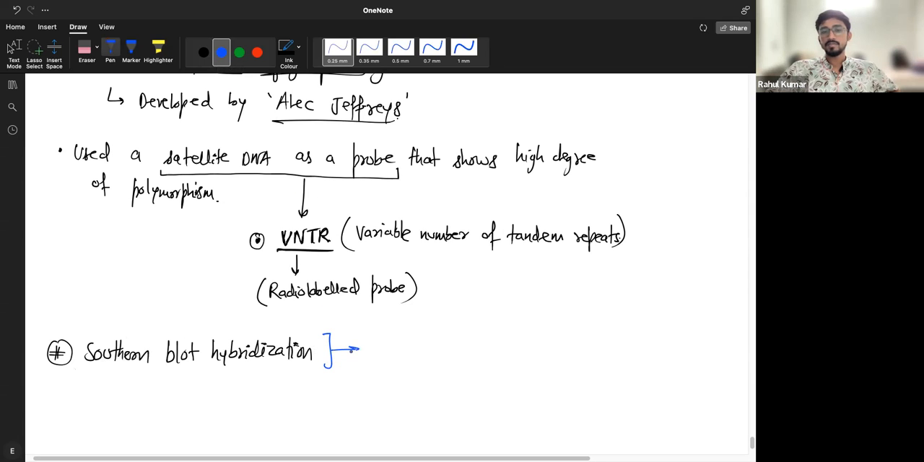Just because NCERT uses this word, you also have to know western and northern now, but just know what they do. Southern blot hybridization is to detect DNA sequences or fragments. Is it clear?